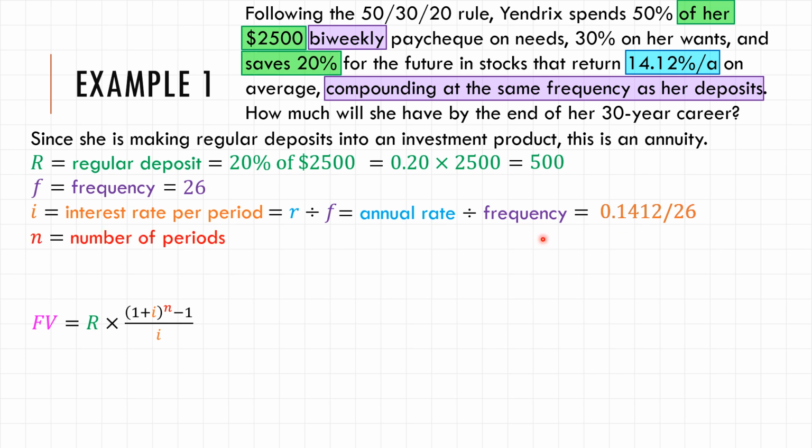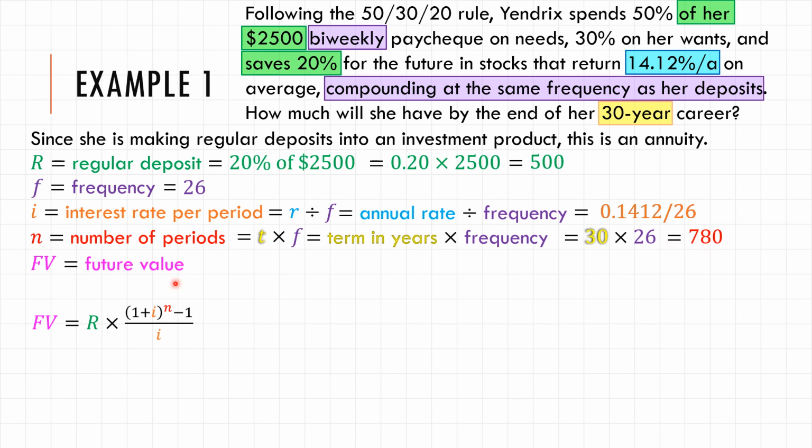The number of periods, well, she's doing this for 30 years, right? To calculate the number of periods, we take T times F, where T is the term in years, and F is the frequency. So in this case, there's 30 years times 26 periods in 1 year, which gives us 780 times. So 780 times in her life, Yendrix is planning on saving $500. That's every 2 weeks for 30 years. And if we do all that, we can find the future value.